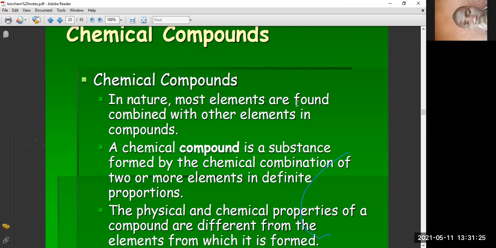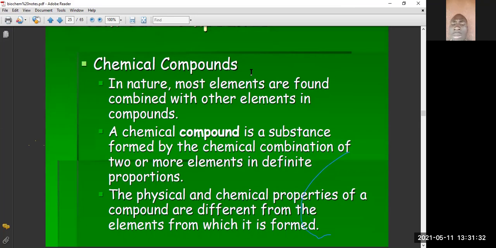So a chemical compound is a substance formed by the chemical combination of two or more elements in definite proportions. The physical and chemical properties of a compound are different from the elements from which it is formed. I don't know if you understand this last point. What they are saying is that a chemical compound is a substance formed by the chemical combination of two or more elements. They combine together in definite proportions. That is what is called a chemical compound. So the physical and chemical properties of a compound are different from the elements from which it is formed.